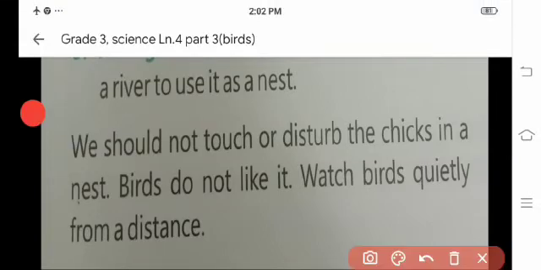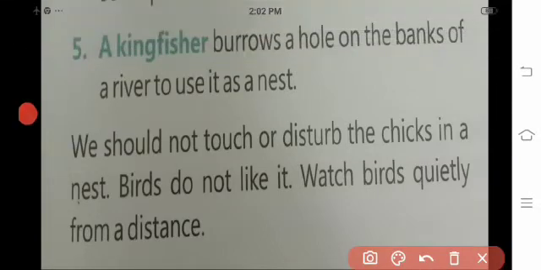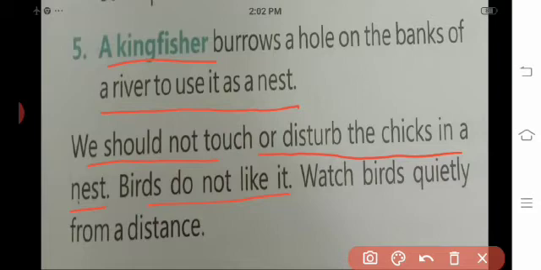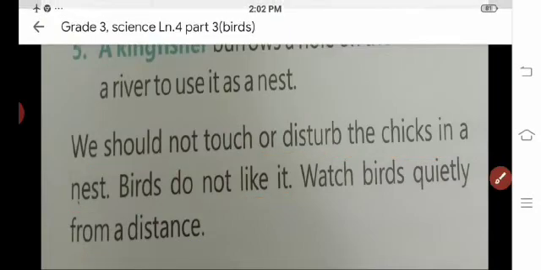Next is the kingfisher. A kingfisher burrows a hole on the banks of a river to use it as a nest. We should not touch or disturb the chicks in a nest. Birds do not like it. Watch birds quietly from a distance.